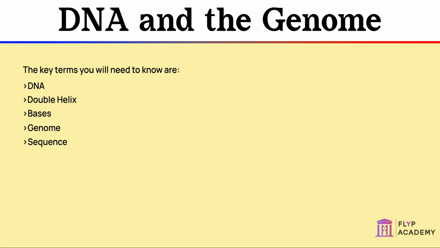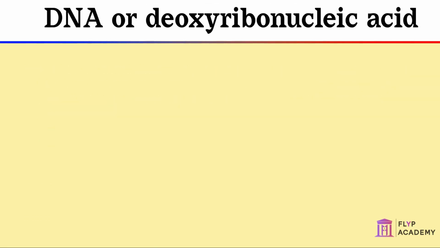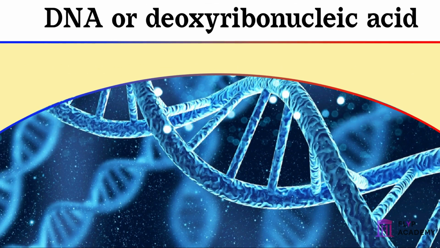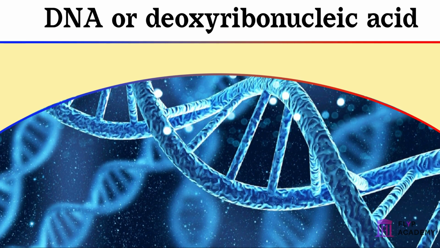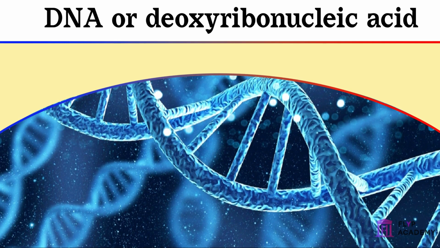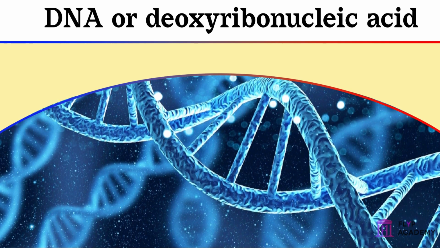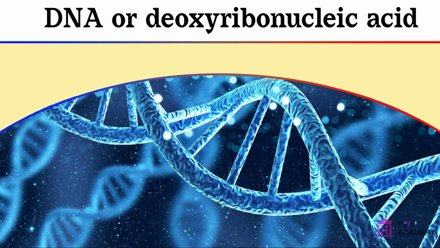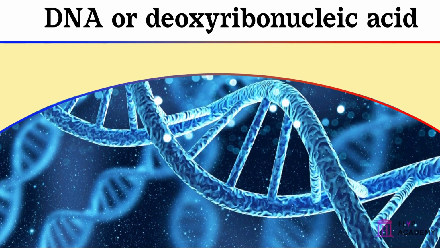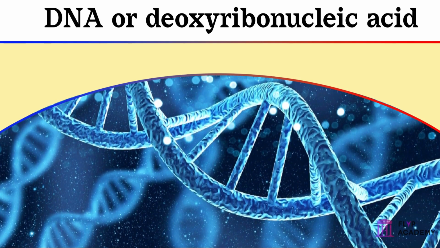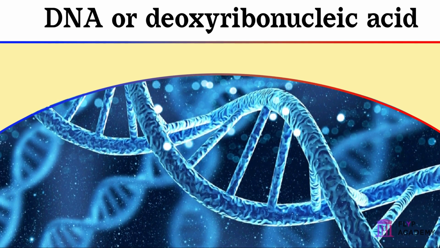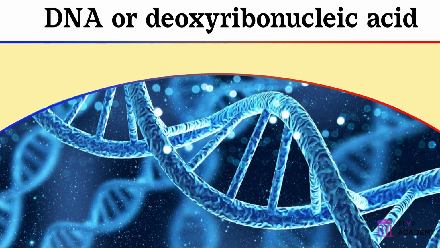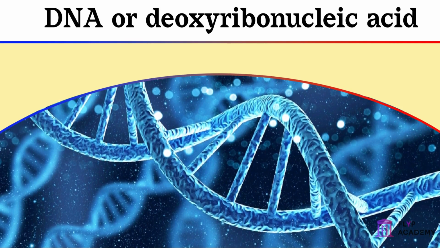DNA, or deoxyribonucleic acid, is the chemical that makes up the genetic material of an organism. It is found in the nucleus of animal cells and has been studied extensively. DNA is a polymer, which is a substance made up of repeating units. These repeating units are called nucleotides and consist of deoxyribose sugar, phosphate and base.